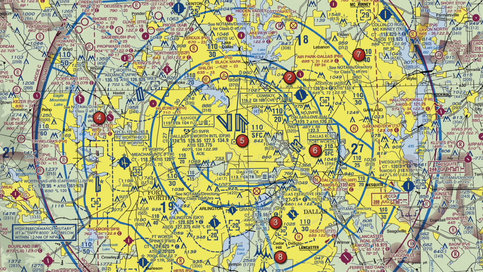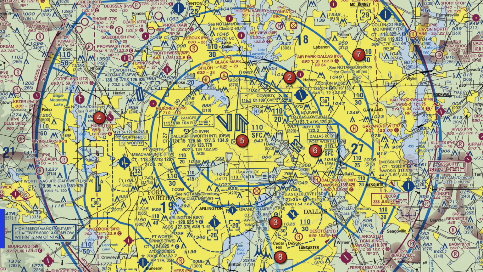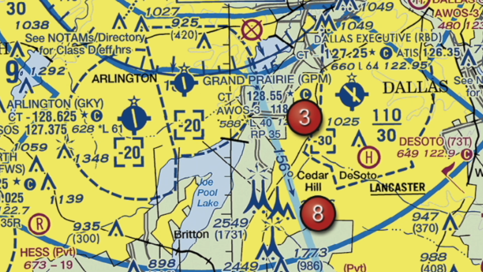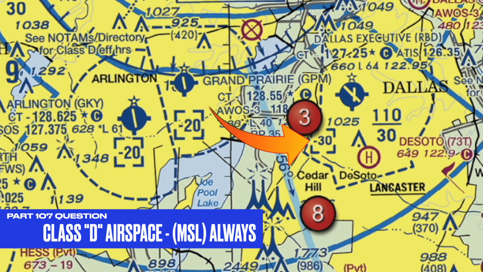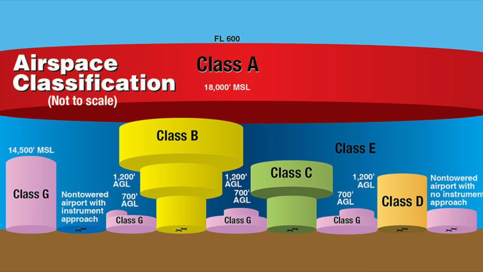The first one is confusing MSL versus AGL altitudes. For example, if you open your testing supplement and turn to Figure 25 Area 3, you will see the ceiling of a Class D airspace with a little box with a 30 in it and a minus sign. The mistake that you're going to make is assuming that because you see 30, that means 3,000 feet MSL. Now remember, Class D airspace is always measured in MSL. So is Class C, so is Class B, and they're always measured in MSL. If you remember that, then you will not have a problem on the exam in regard to AGL and MSL.